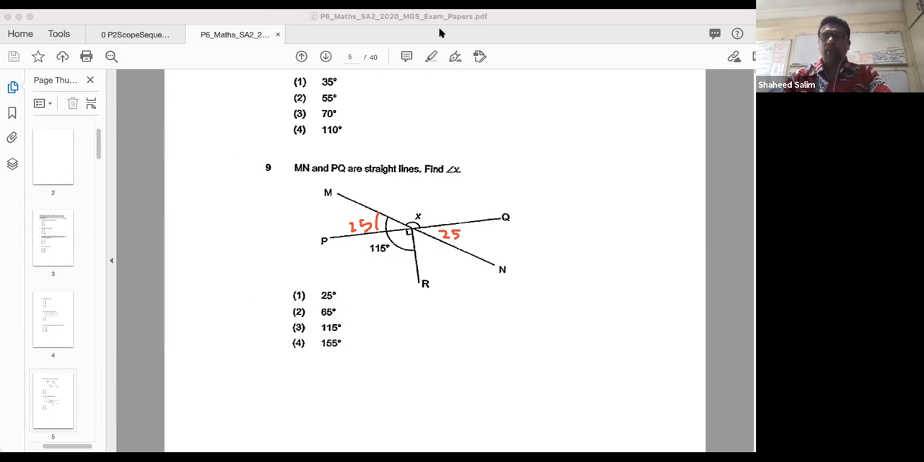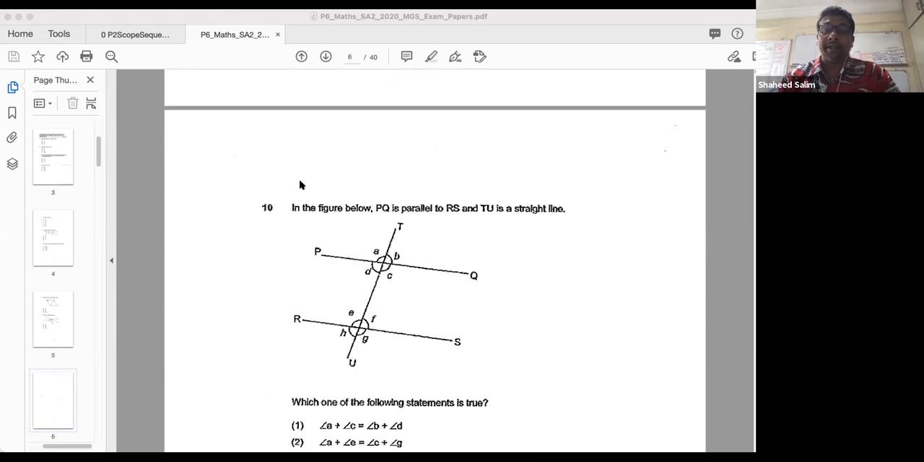Okay, that's one way. Can we also do it with 360? This one is a straight line, right? So this one must be 90. We can take 360 minus 90 minus 115, and also get the answer. It doesn't matter which way you do it, so long as you know how to get home. Get home meaning how to get the answer.